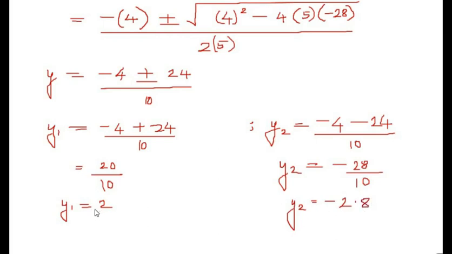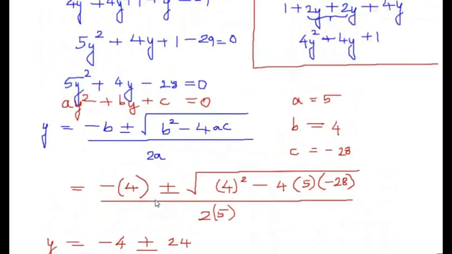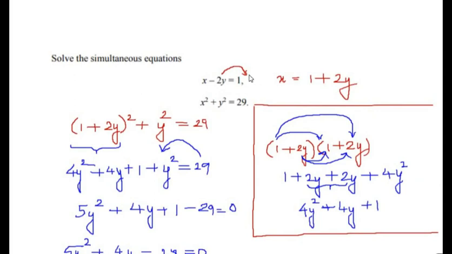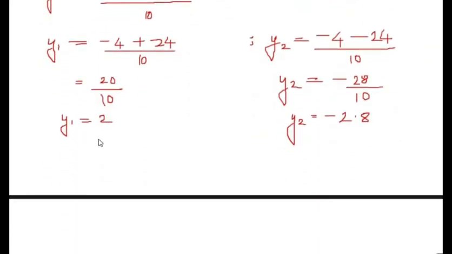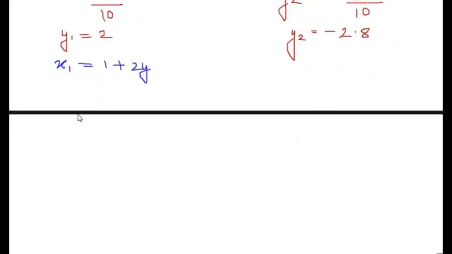Now we have got the values of y, but we have to find the values of x as well. By the rearrangement we had seen that x is equal to 1 plus 2y. So let us use that equation only. So x1 equals 1 plus 2y. Substituting here, x1 equals 1 plus 2 times 2. So 2 times 2 is 4, and x1 value is 5.